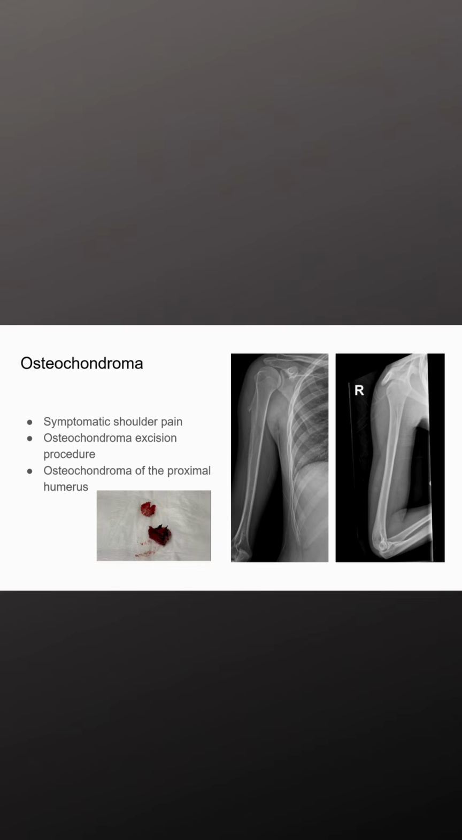Williams case. This is a female patient coming in with symptomatic shoulder pain, and you can see on the chest x-ray an outpouching of bone. Ultimately, they excised it and they actually used a hammer and chisel. And you can see the gross photos right there on the left. And finally, the post-procedure x-ray shows the mass removed.